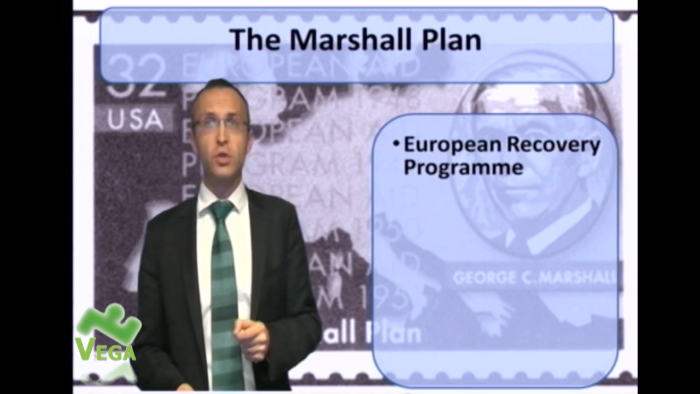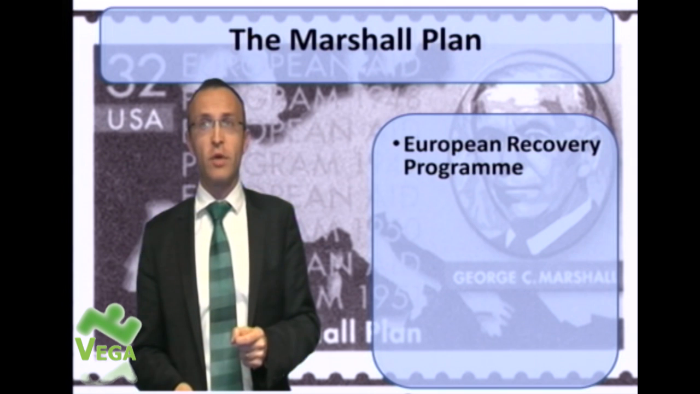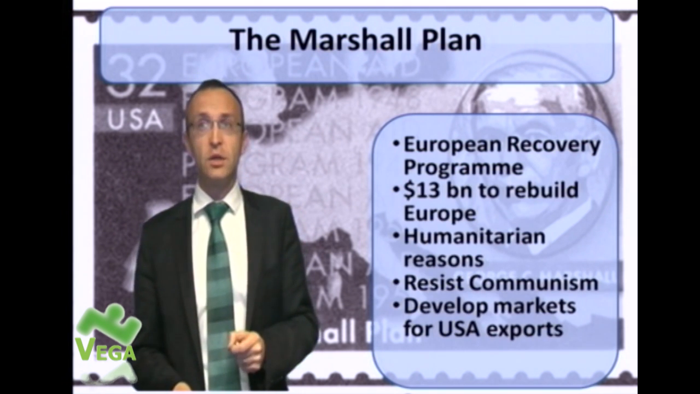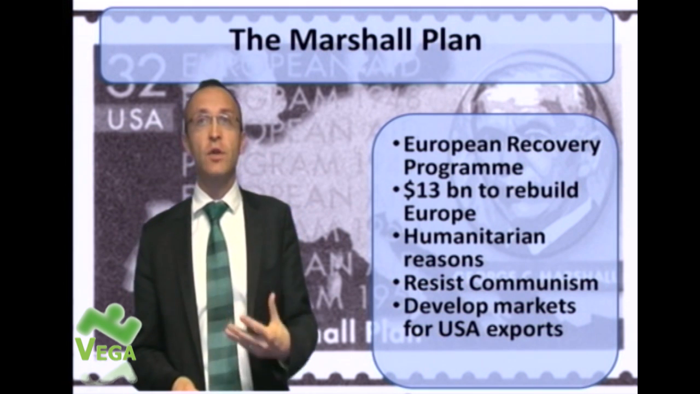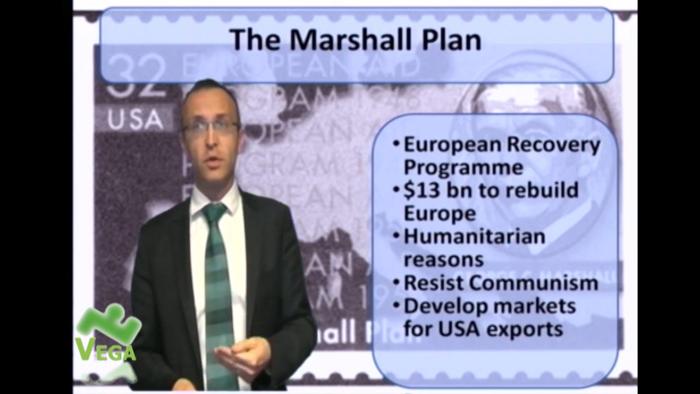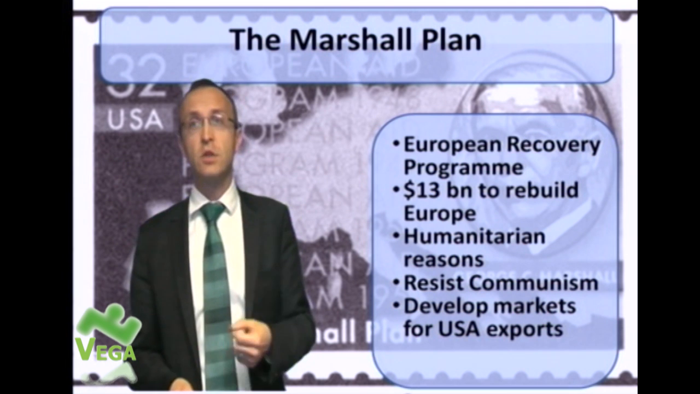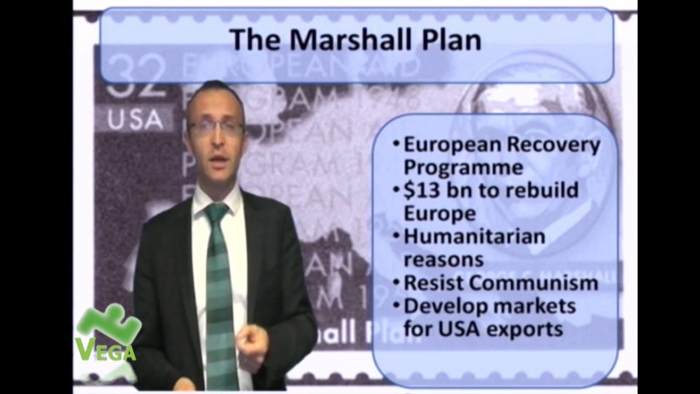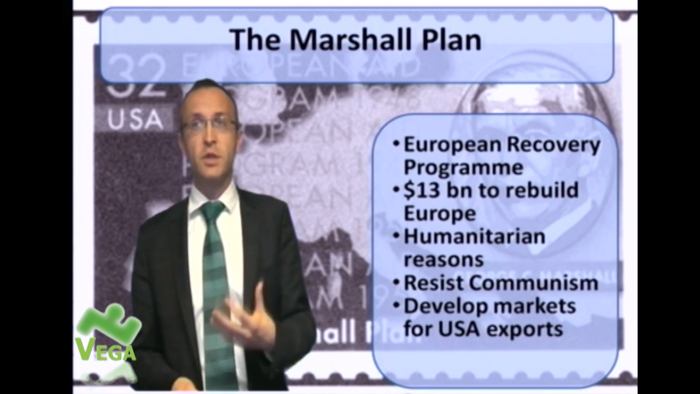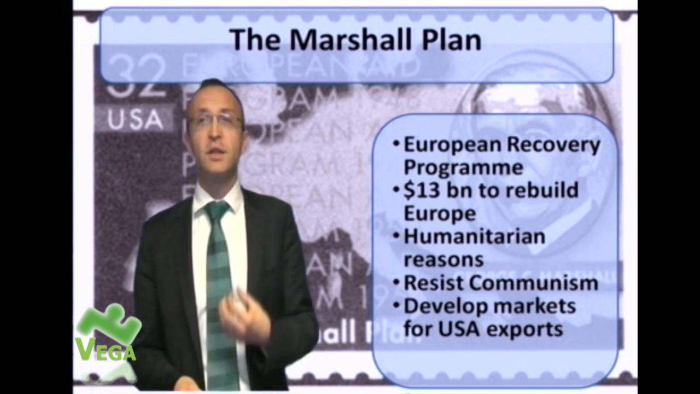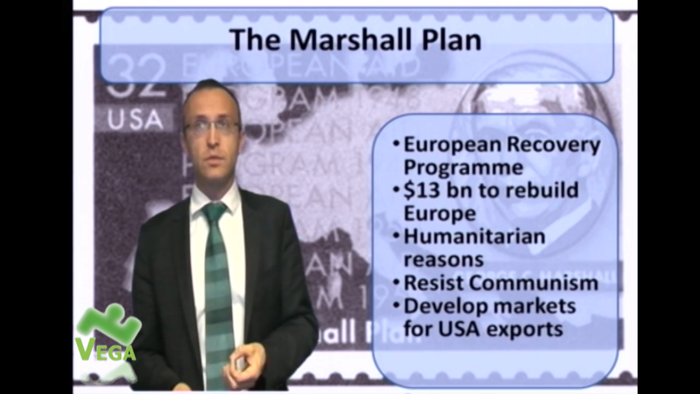Marshall launched something called the European Recovery Programme, and under the ERP, the United States agreed to spend $13 billion to rebuild Europe, and it did so principally for three main reasons. It did so out of a humanitarian concern for the people of Western Europe. It also did so to resist the spread of communism. And finally, it did so because it knew that an economically vibrant Western Europe would become an attractive export market for US goods.